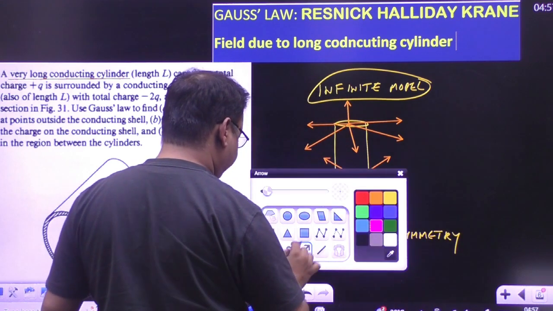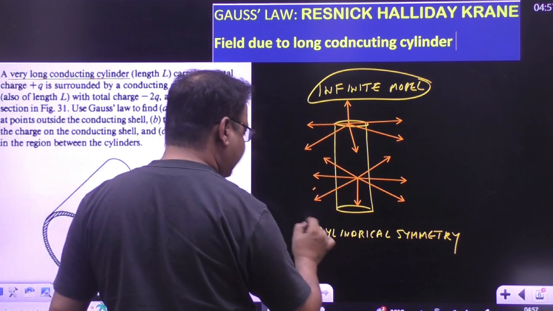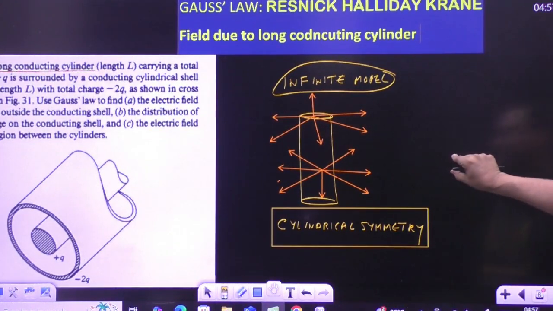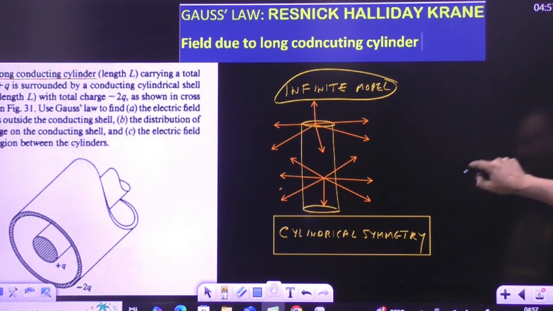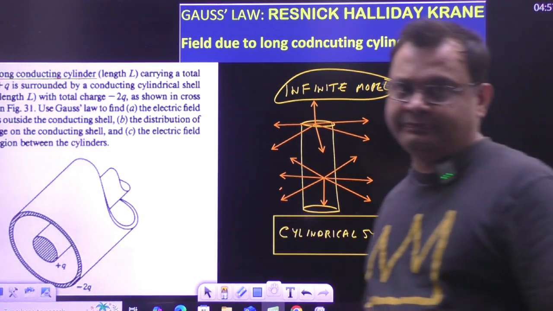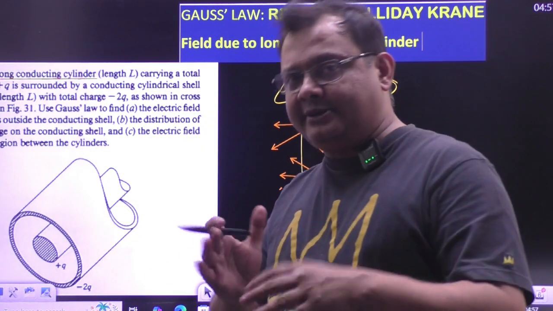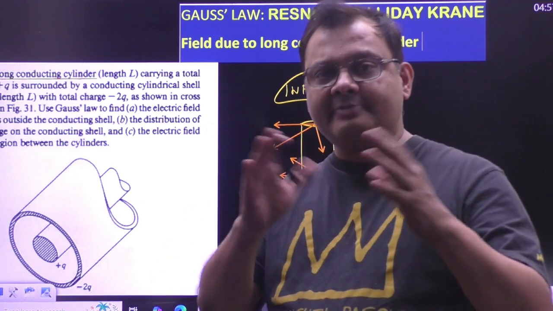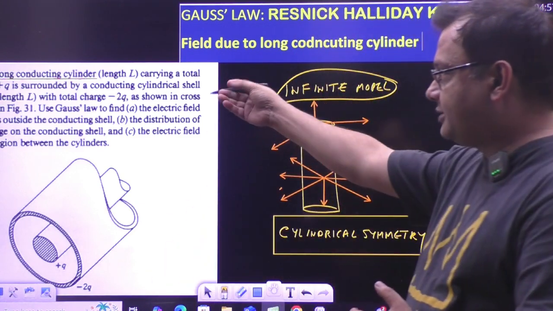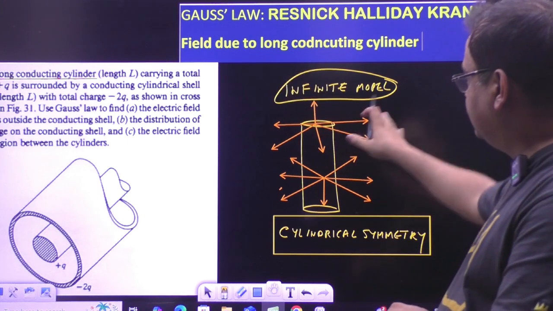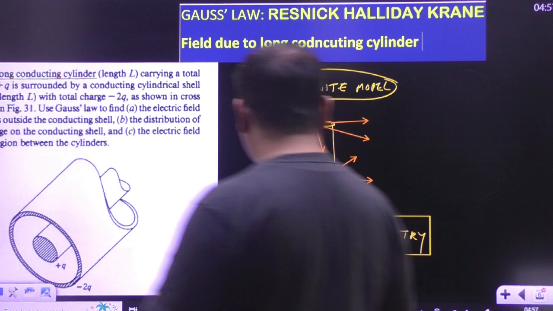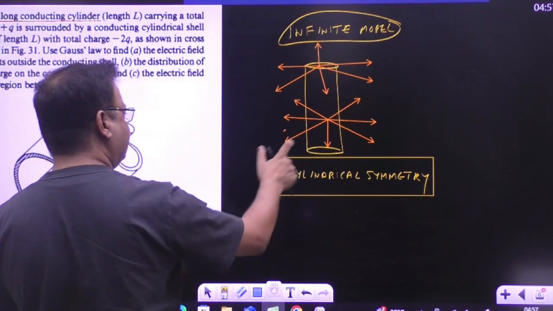Here though, precisely in this problem, the cylindrical objects and surfaces are not infinite in nature, but it is given as a very long conducting cylinder, and Gauss's law can be applied for finding the electric field. The system has certain symmetry. So we will assume the very long conducting cylinder to have cylindrical symmetry. We will approximate it with the infinite model of the cylinder and apply Gauss's law to find the field.